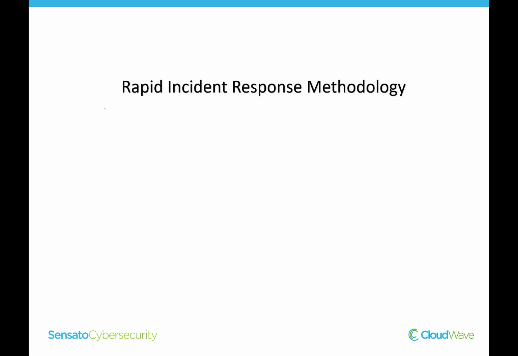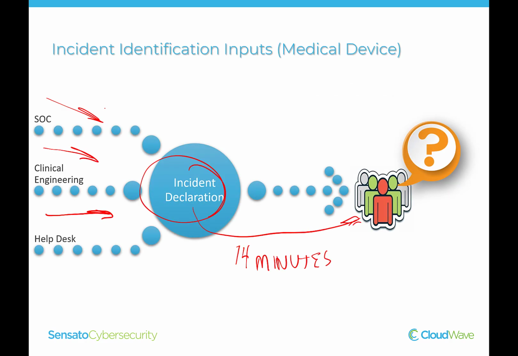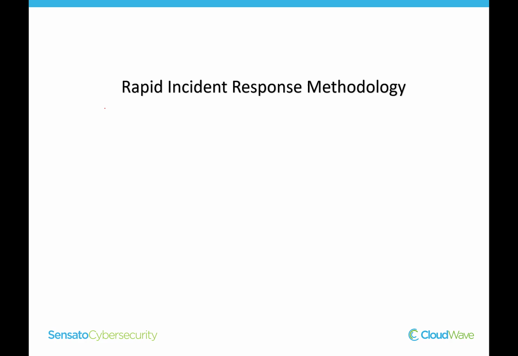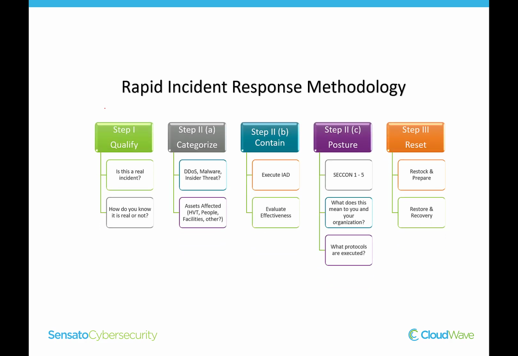Now, again, if we go back to the previous slide, we have these inputs, and we need to assure that each one of these inputs knows what to ask, what is the priority, and then what to do with that information. So when we look at the rapid response methodology, the RRM, why do we call this rapid? Because we're up against that 14-minute clock, right? We're trying really hard to get this thing contained or into prevention mode within 14 minutes or less.